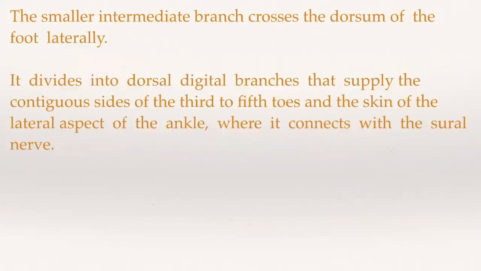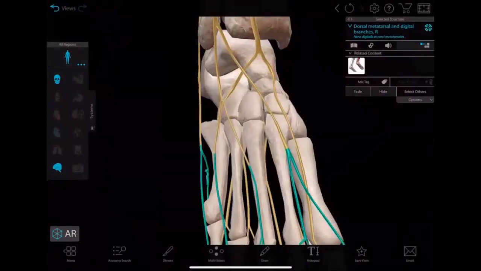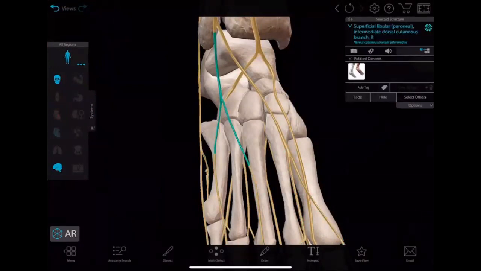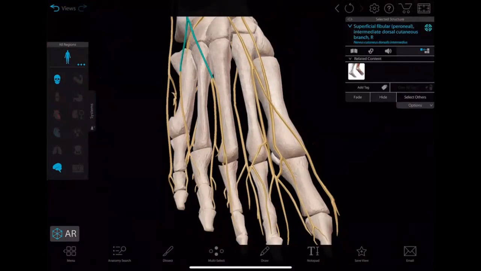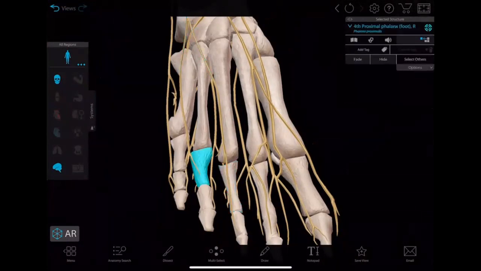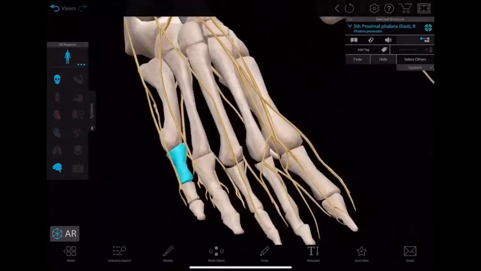The smaller intermediate branch crosses the dorsum of the foot laterally and divides into dorsal digital branches that supply the contiguous sides of the third to fifth toes and the skin of the lateral aspect of the ankle, where it connects with the sural nerve. So this one is the intermediate cutaneous. It also supplies the contiguous sides of the third, fourth and fifth toes. The lateral aspect of the fifth toe is supplied by the sural nerve.